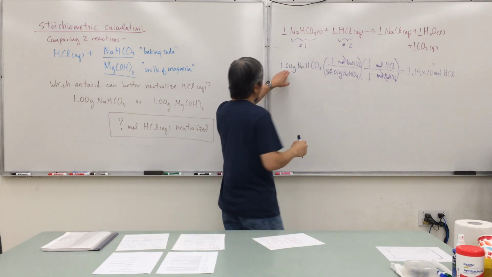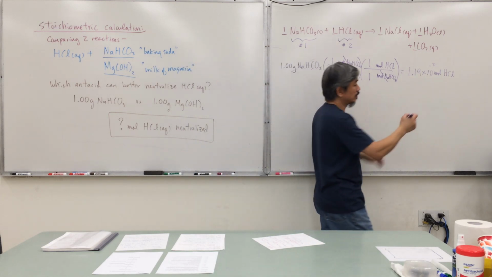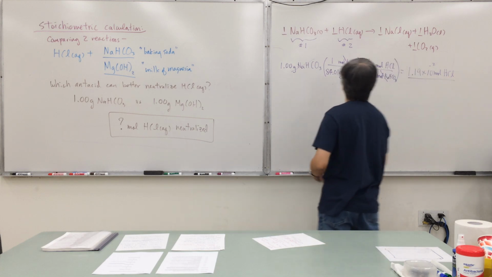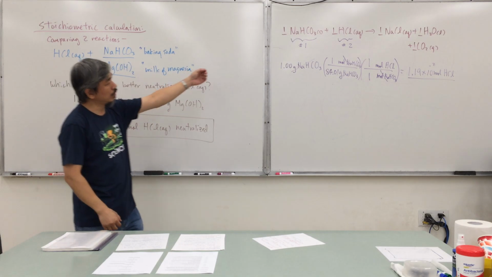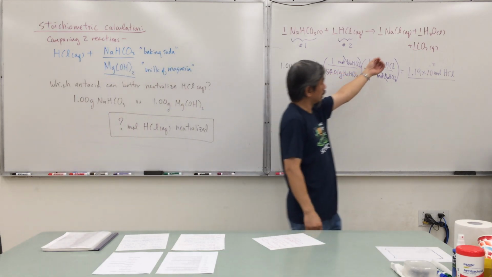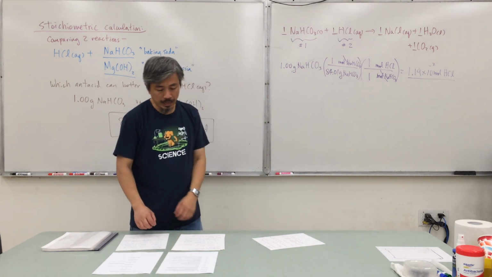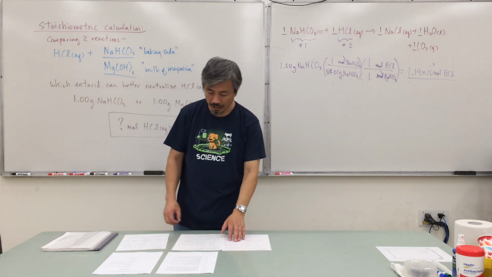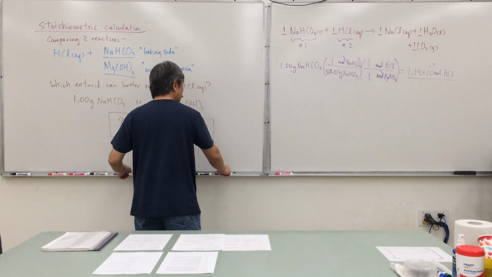Notice in this case, I have 3 sig figs to start off with, so my answer will also have 3 sig figs. So that's the first part right over there. All right, so 1 gram of sodium bicarbonate will basically neutralize 1.19 times 10 to the minus 2 moles of HCl. The next step is to do the same thing, except now for the magnesium hydroxide. So let's see what that would look like.